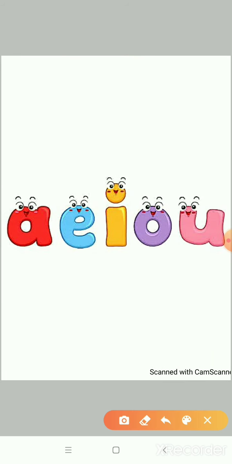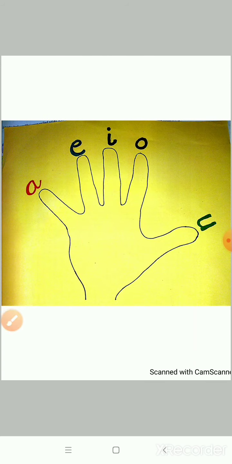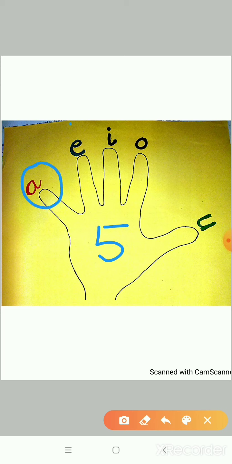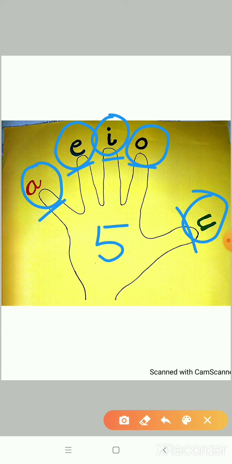We have 5 vowels: A, E, I, O and U. Students, they are known as vowels. They are called vowels and they help us to make words. And then, as we have 5 fingers on our hand, we have 5 vowels. How many vowels, students? 5 vowels. Let us count the vowels. A, E, I, O and U. We have 5 vowels. Let's repeat. A, E, I, O and U.